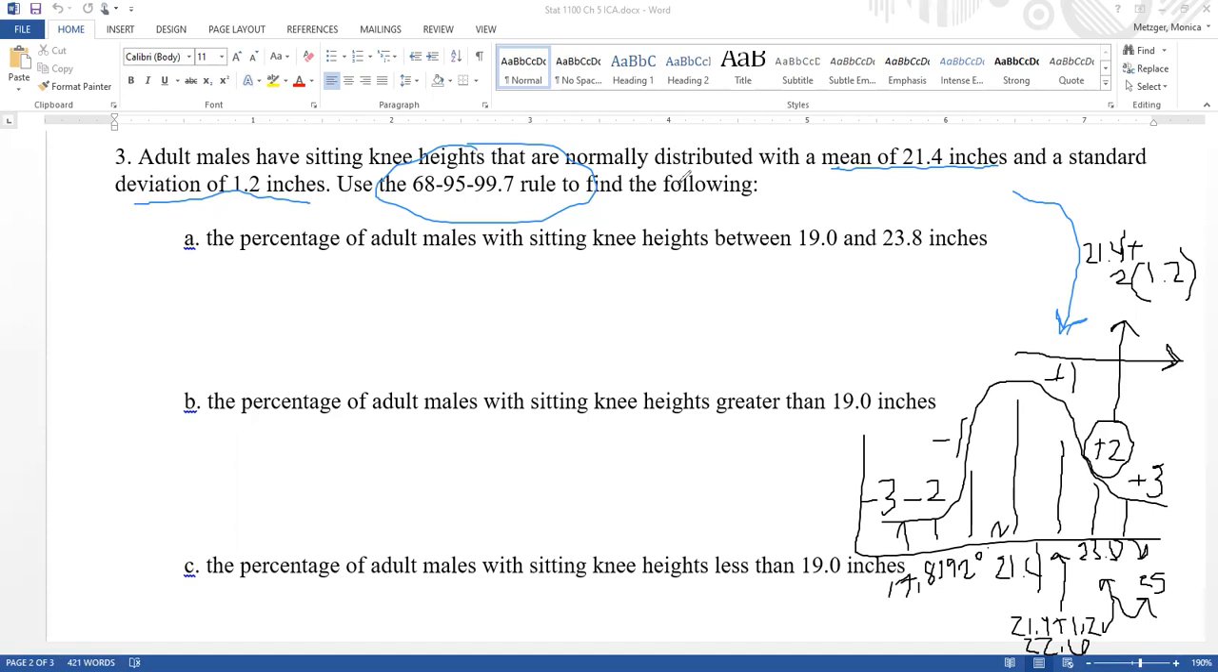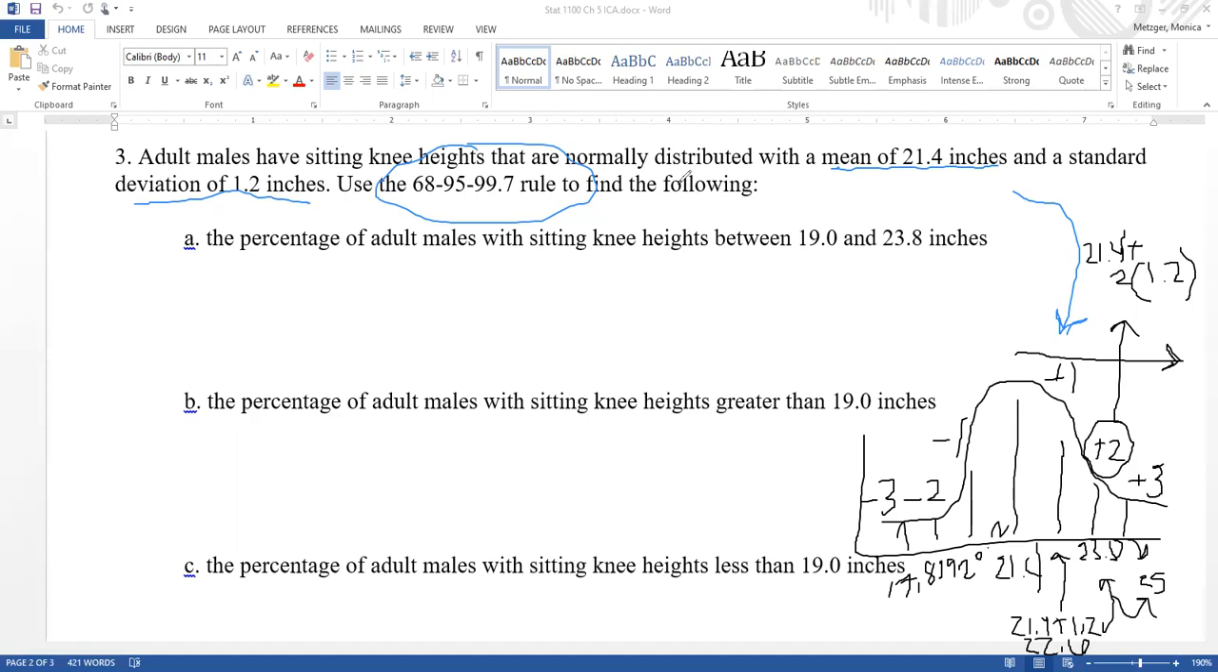And I do have this sketched and labeled on that practice key, so feel free to check that out if this is hard for you to read. And remember that I'm using that curve for all 3 of these since I'm using the same set of information. So now let's go ahead and take a look at it. It says percentage of adult males with sitting knee heights between 19 and 23.8 inches.